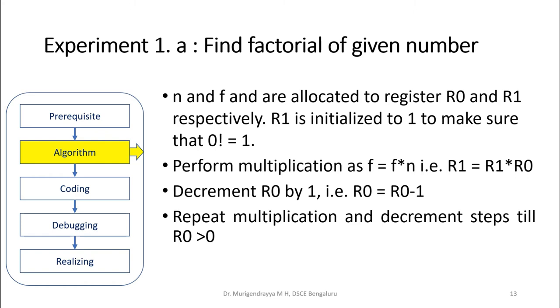In the algorithm for finding the factorial of a given number, n and the factorial of n are allocated to registers R0 and R1 respectively. R1 is initialized to 1 to make sure that 0 factorial equals 1. To implement the factorial equation, we use multiplication and decrement the n value using the decrement instruction, and then repeat this iteration using the branch and compare instructions.